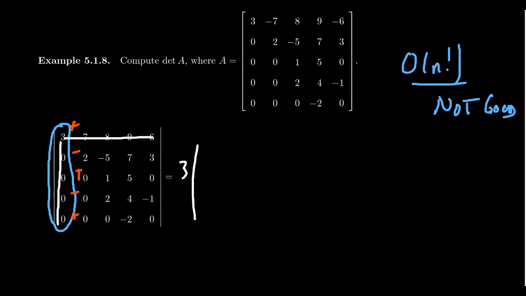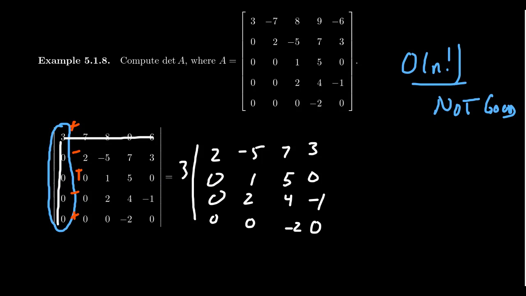And that minor is 2, negative 5, 7, 3, 0, 1, 5, 0, 0, 2, 4, negative 1, and then 0, 0, negative 2, 0. All the other minors we don't have to consider because they all have a zero in front of them in terms of the linear combination. So the other cofactors are irrelevant because of the factors of zero. So we really love factors of zero.